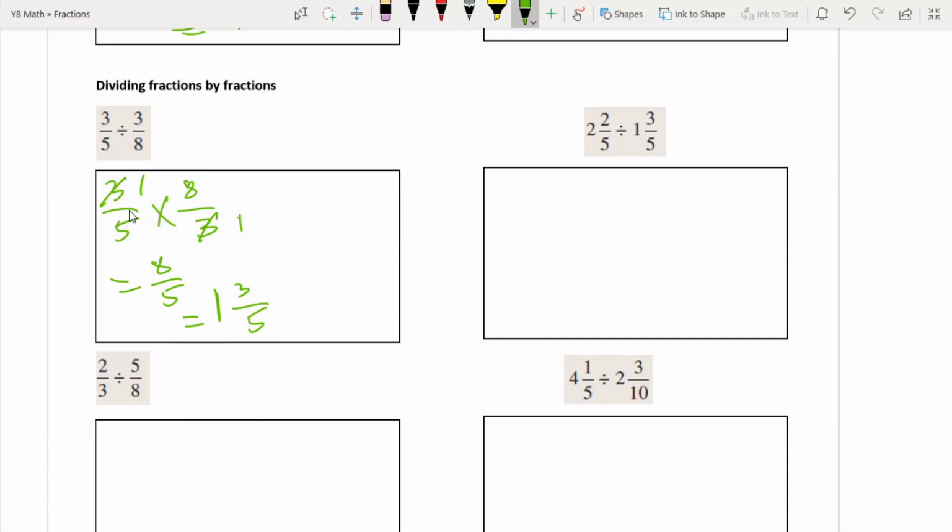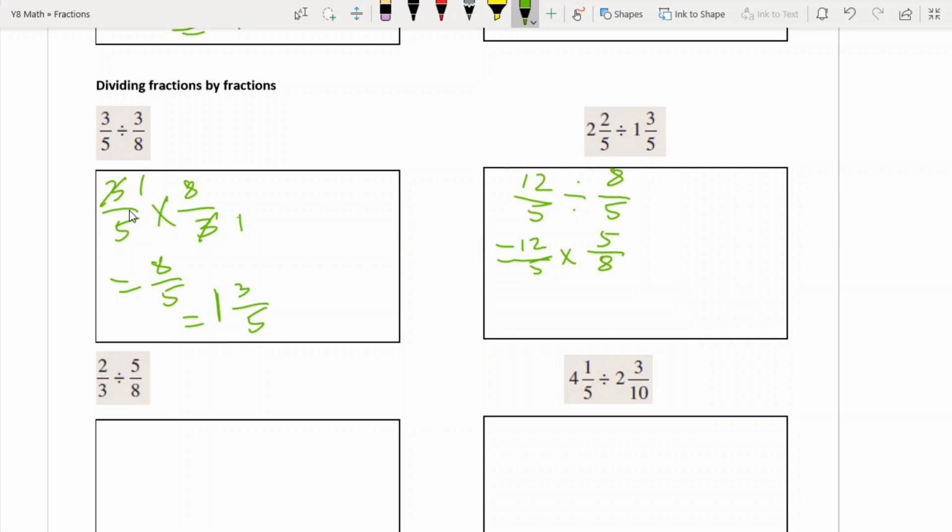Now we have two mixed numbers here, so we convert them both into improper fractions. So 2 times 5 gives us 10, plus 2, that is 12 over 5, divided by 5 times 1 is 5, plus 3, that gives us 8, so we have 8 over 5. Now let's flip the second one around.